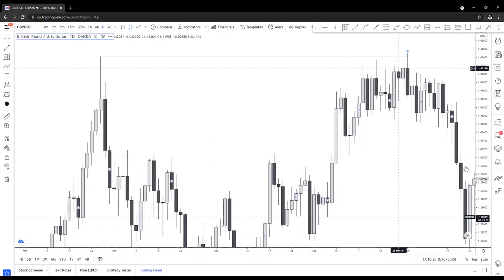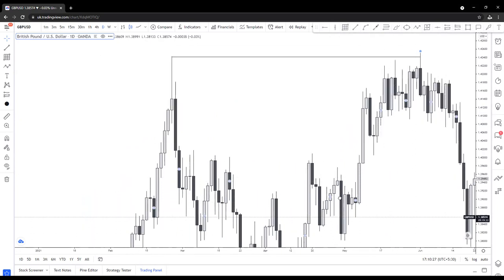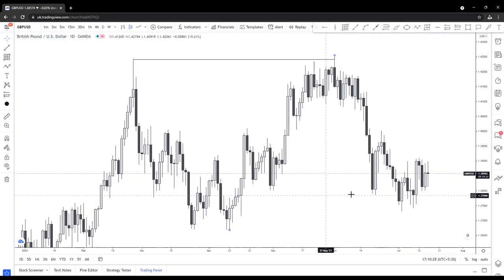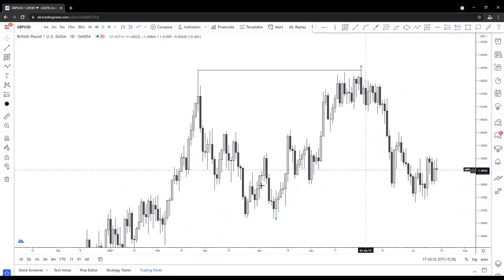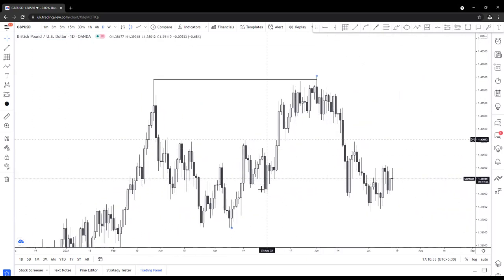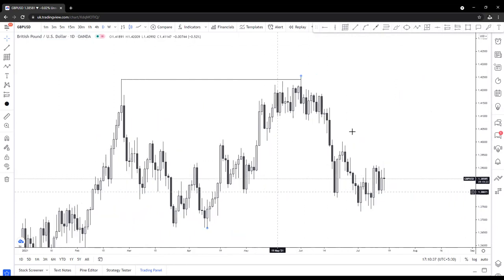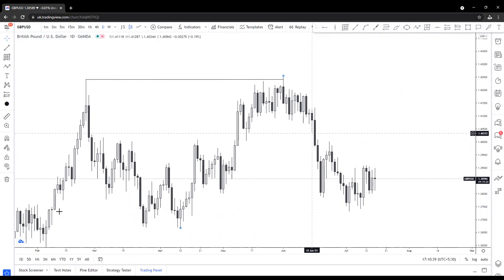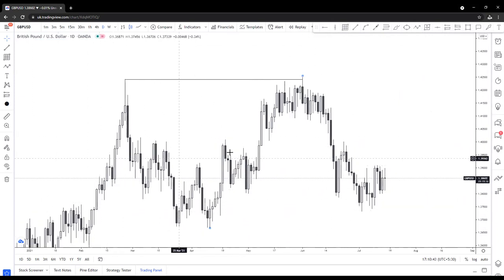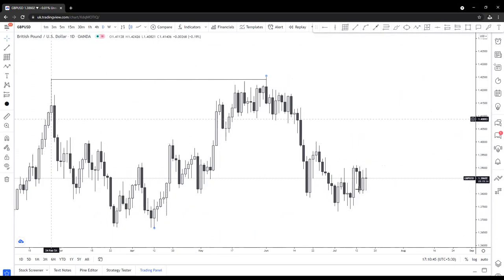That's simple. It's simple right now, but once we learn about entries and stuff, these imbalances will be very important. So I hope you know how to spot the imbalances. That's very basic. Now, how to spot the imbalances. You see, there are imbalances everywhere. And then what I do is this.